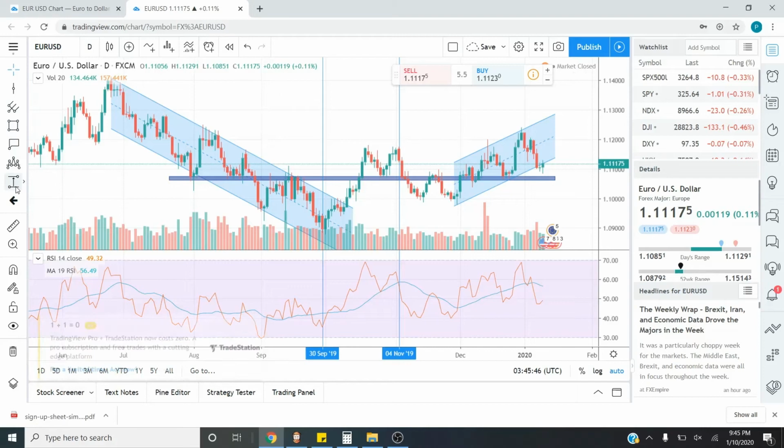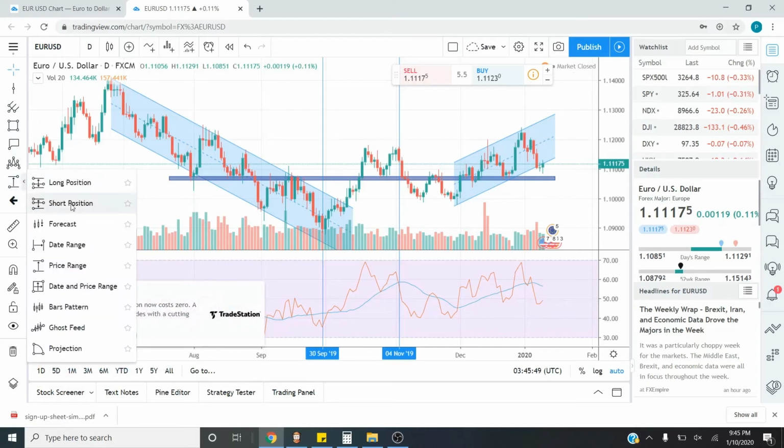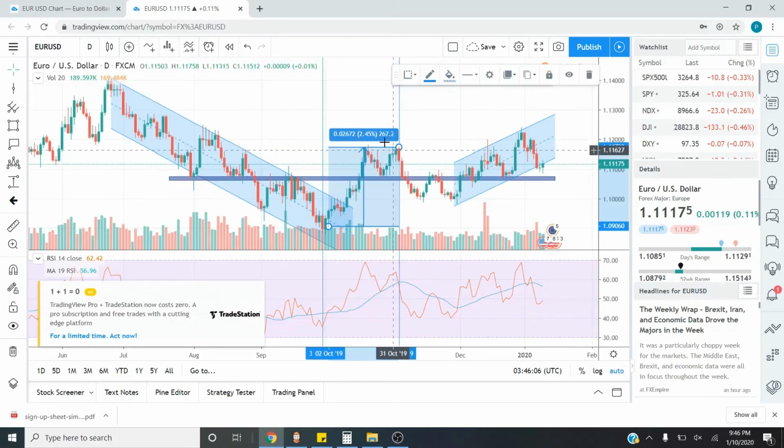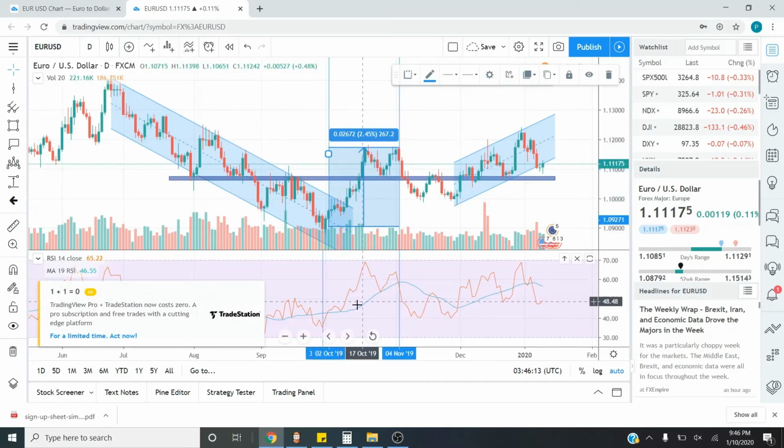Let's go ahead and add an info box. You can find it over here, left-hand corner. I'm going to go ahead and select price range, and I'm going to get it from the crossover of our RSI all the way up until the bearish crossover. We can see that is actually about a 260 pip gain, right? Not bad for a signal. And then here we have a bearish crossover right there, right?